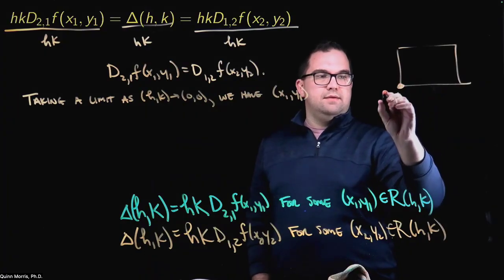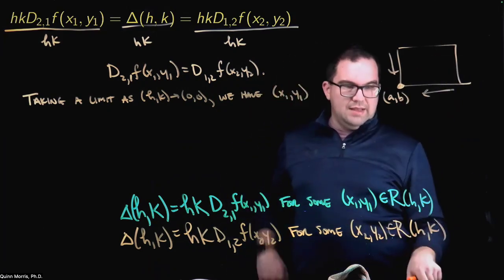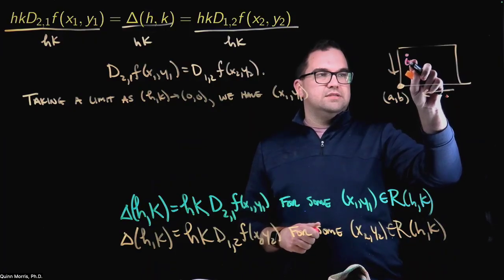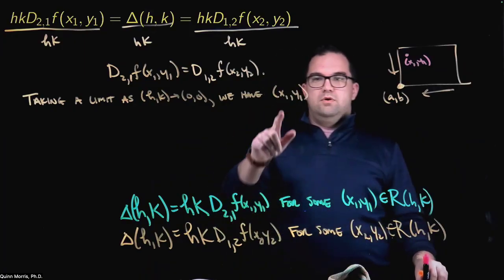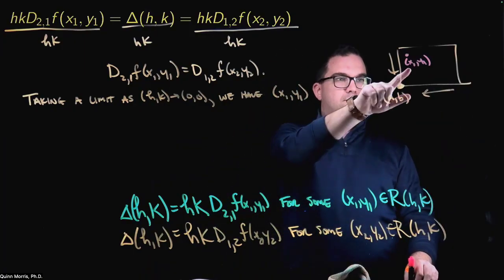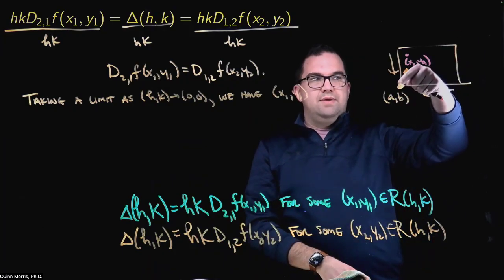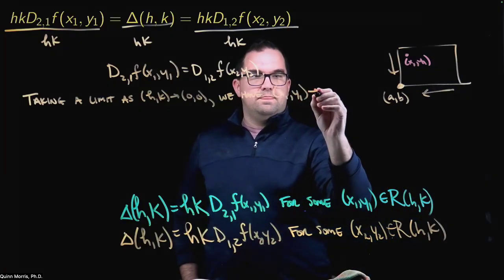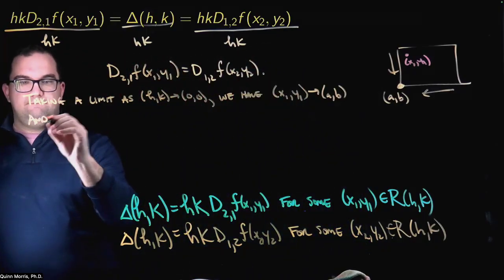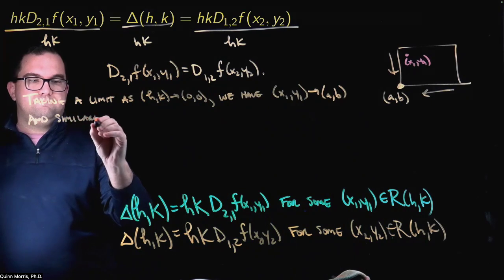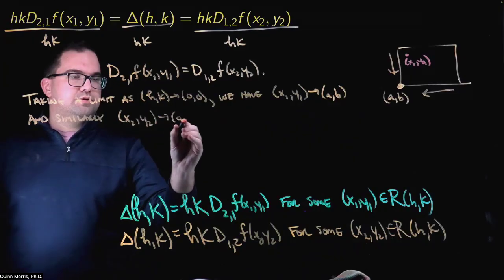we have this point AB. This rectangle is collapsing down to a point. Now, I know that my point x1, y1 is somewhere in this rectangle. I don't know where, but it's somewhere in this rectangle. But as h and k go to 0, by the squeeze theorem, both x1 and y1 are going to be forced to this point AB. And similarly, x2, y2 is going to be forced to AB.